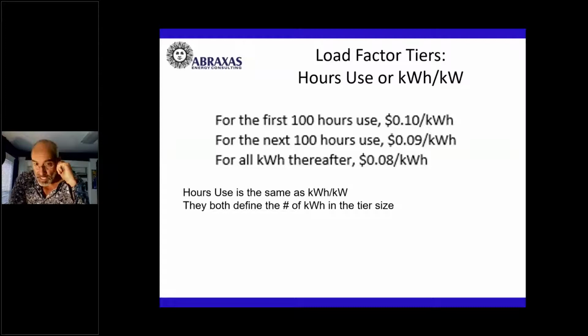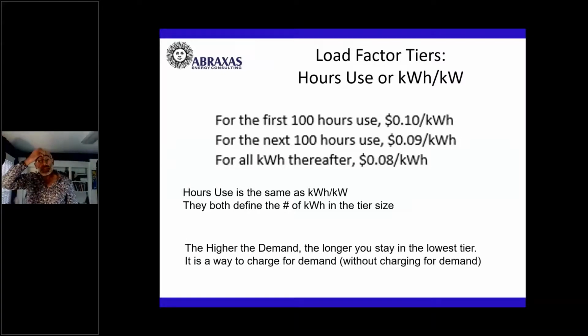So hours used is the same as kilowatt hours per kilowatt, and they both define the number of kilowatt hours in the tier size. That's the whole point, okay? But the point of this thing is they're able to charge you for a high demand without giving you a demand charge. I mean, they might have a demand charge also, but this also penalizes you because the lower tiers, you pay more, and the higher your demand, the longer you're going to be in this lower tier. That's the concept.